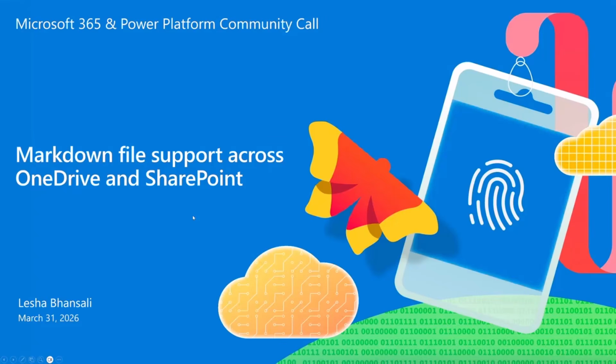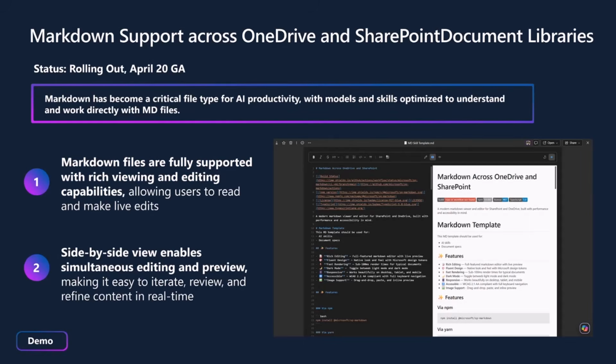And I am going to quickly show you why we're doing this now and some of the core capabilities. First, why Markdown has quietly become one of the most important file types in the modern productivity stack. With AI models and Copilot skills increasingly generating and consuming Markdown files, this is no longer just a developer format. It's also a critical file type for AI productivity. And we want to make sure that OneDrive and SharePoint treat it the right way. And that's exactly what this feature is all about.